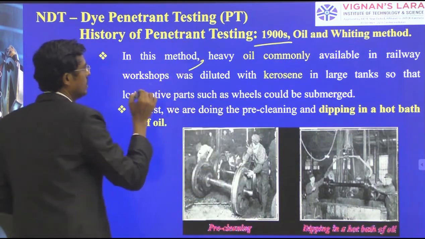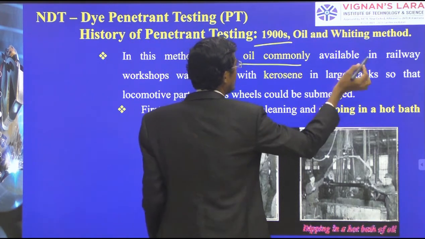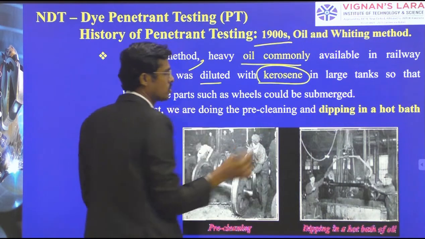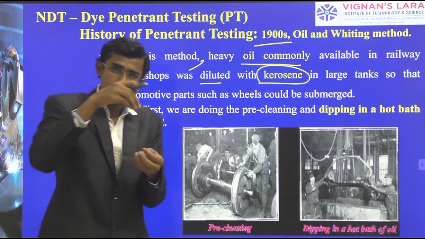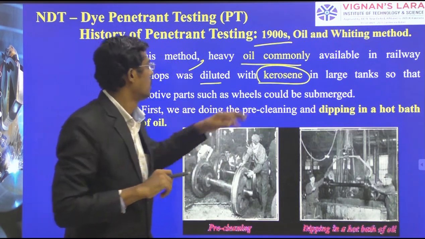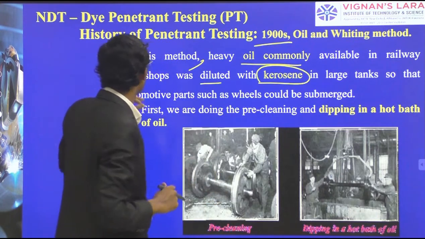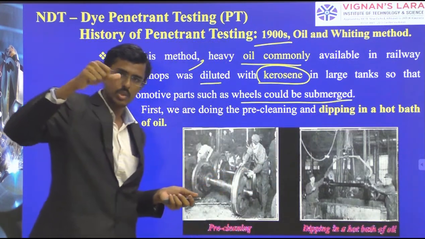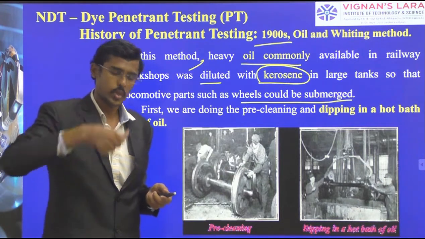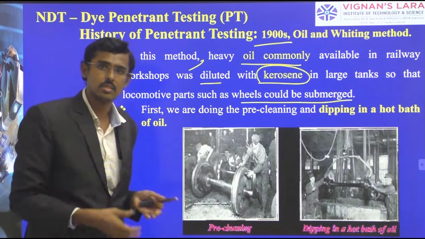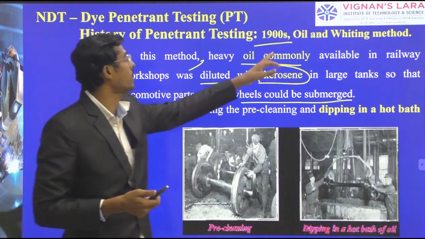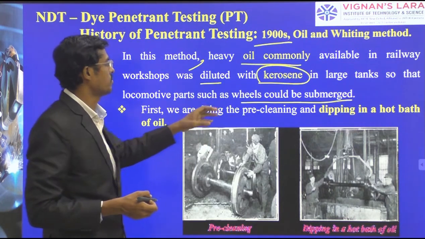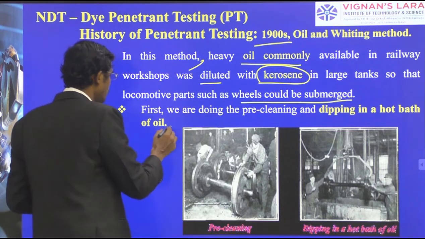In this method, heavy oil commonly available in the railway workshops was diluted with kerosene. So we are adding some kerosene to the oil in large tanks so that locomotive parts such as wheels could be submerged. I am dipping the parts which I want to inspect into the tanks filled with oil in combination with kerosene. First we do some pre-cleaning and then dip them in the hot bath of oil.